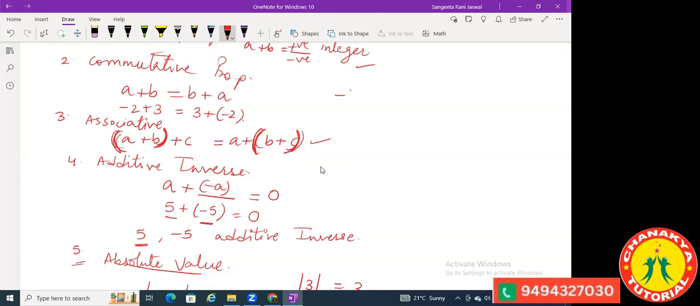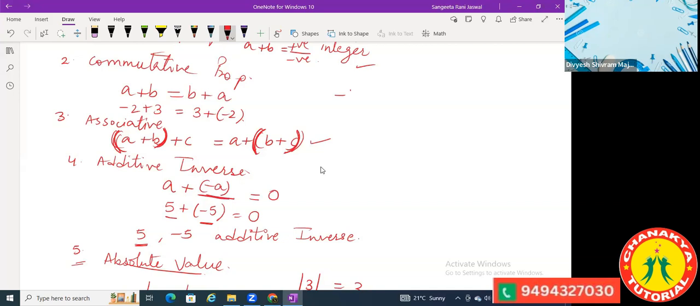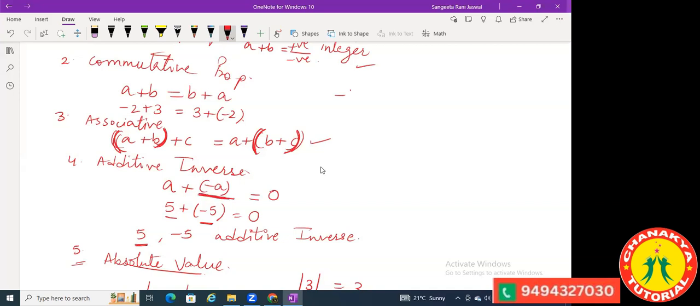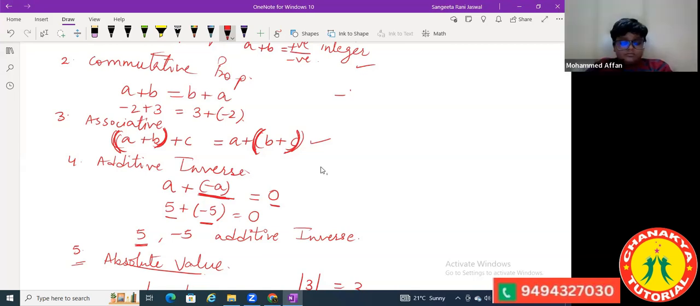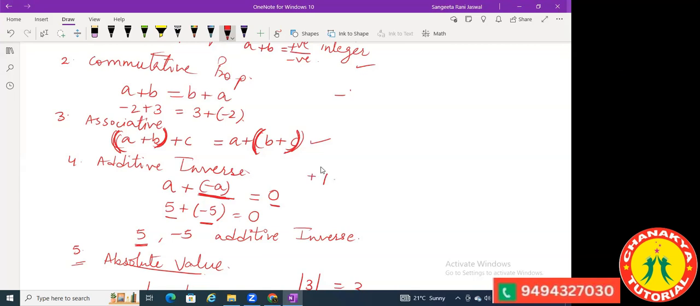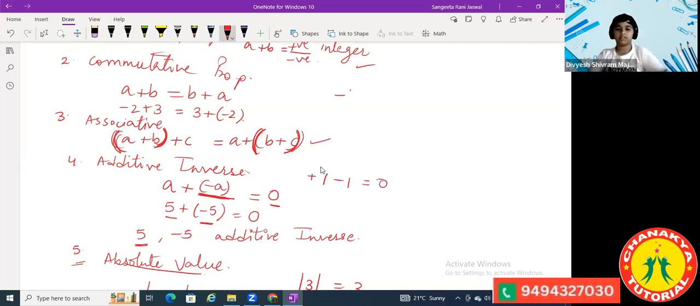Now next is additive property. Additive property is, if we add two numbers, the answer should be 0. You have to choose two numbers such that when you add them, you should get 0. Those two numbers are called additive inverse of each other. Like suppose if I have 1 plus minus 1, when I add them, I get 0. Additive inverse of each other.